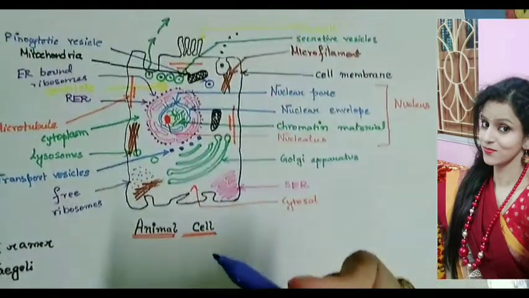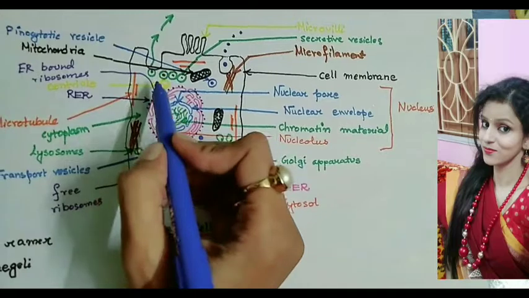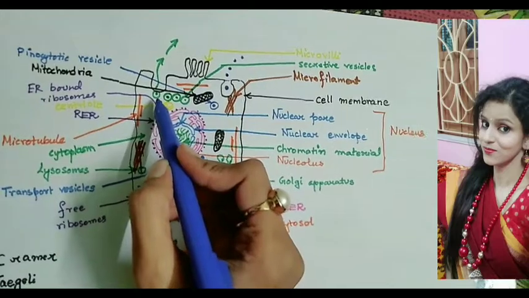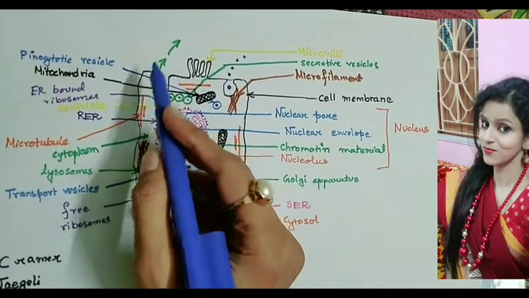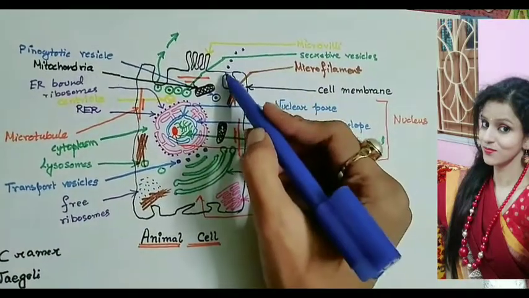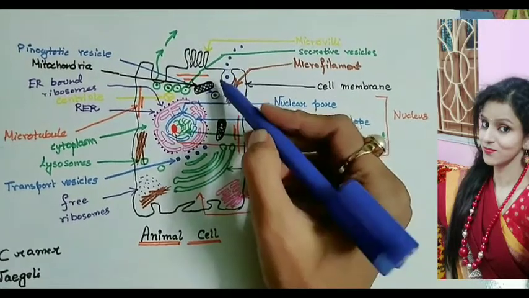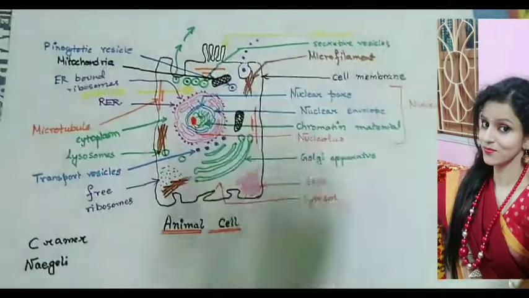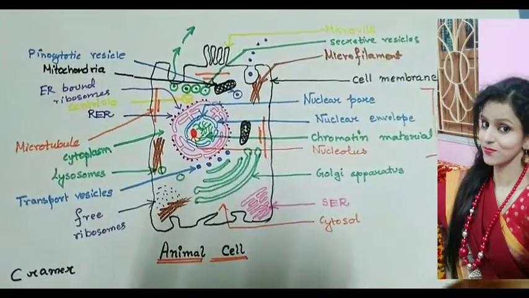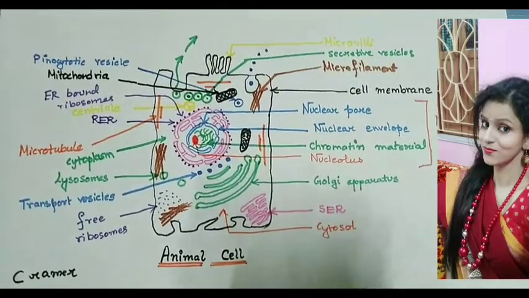I hope it is clear to you. Now this process is known as endocytosis. Whenever the chemical is going outside, the process is known as secretion, also known as exocytosis. And whenever any chemical is entering inside the cell, the vesicle is known as a pinocytic vesicle, and the process is known as endocytosis. Okay, so all these organelles you have to remember, because these are the important portions. I hope it is clear to you.